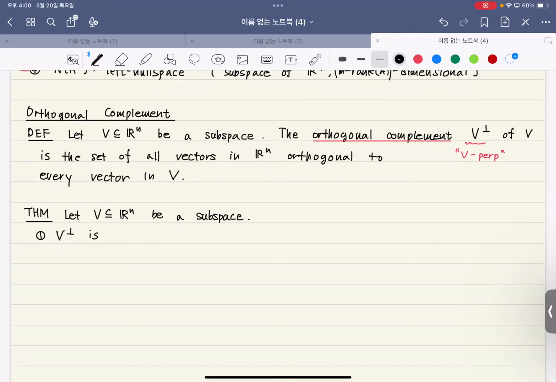Now, this theorem tells us some very important properties of the orthogonal complement. This theorem consists of five propositions. The first proposition is that V perp is again a subspace. So V perp is not just a random subset of Rn, but it is also closed under vector addition and scalar multiplication.